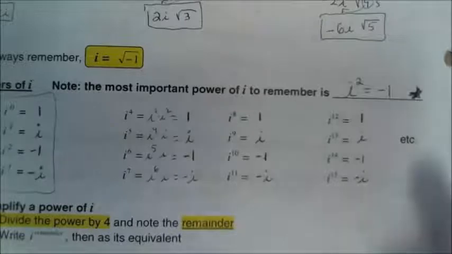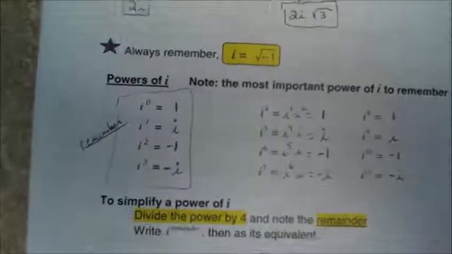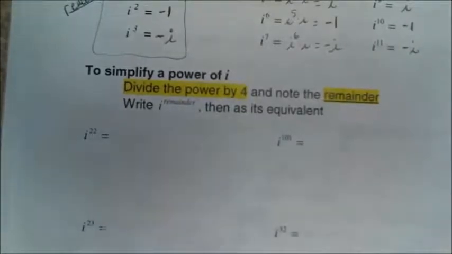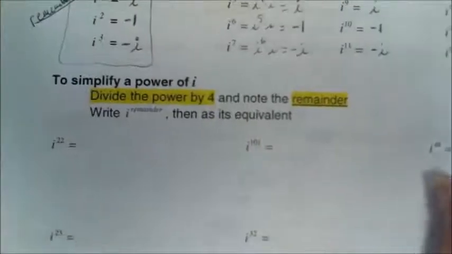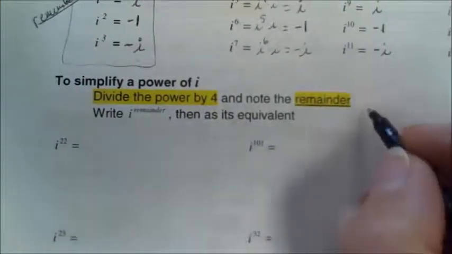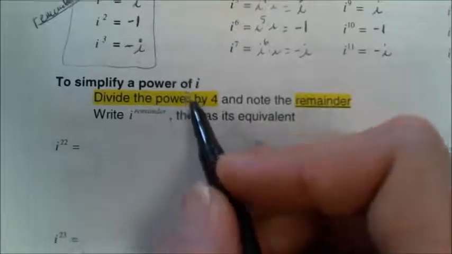Now there's a shortcut, because sometimes we're going to be asked to find large powers of i, like i to the 101st power, for example, down here, or sometimes i to the 700th power. And we're not going to want to keep writing out all of these columns until we get out to the number that we need. There's a shortcut. This is the shortcut in finding a simpler power of i.